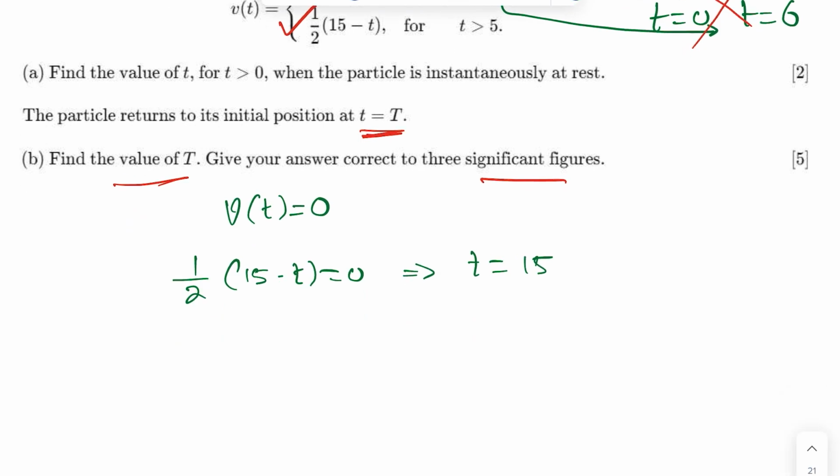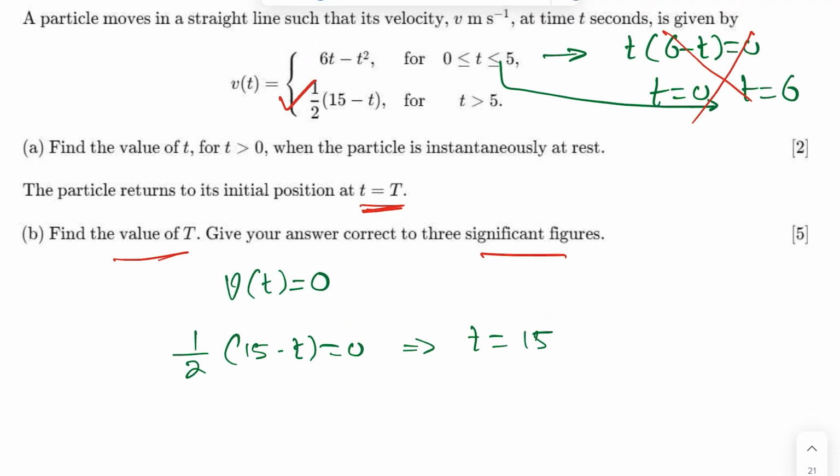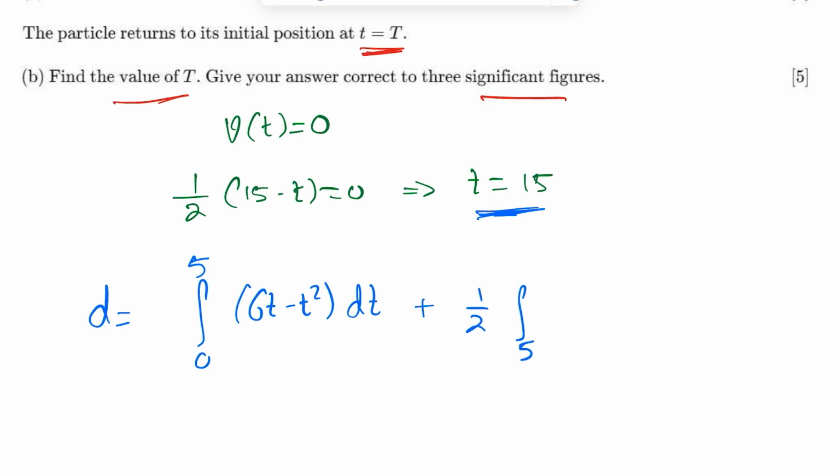So first of all, find the distance traveled in the first 15 seconds, because it comes to rest at 15 seconds. Whenever it comes to rest, it stops and comes back. So for the distance traveled in 15 seconds, from 0 to 5 I use the first formula, and from 5 to 15 I use the second formula, because that is the total distance traveled. Use the GDC, and you should get 58.333 meters. This is the total distance traveled in 15 seconds.